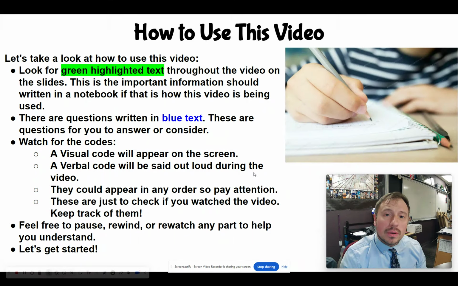There's also going to be blue text throughout the video. That is going to be questions to consider or practice questions. Now also throughout this video there's going to be two codes. One is a written code that'll show up on the screen, and one is a verbal code said by myself sometime throughout the video. They can happen in any order, so pay attention.